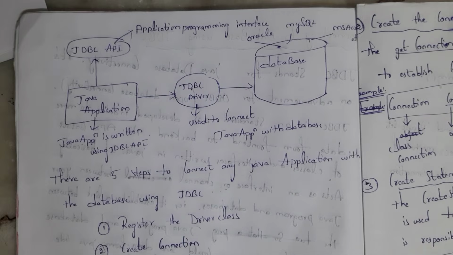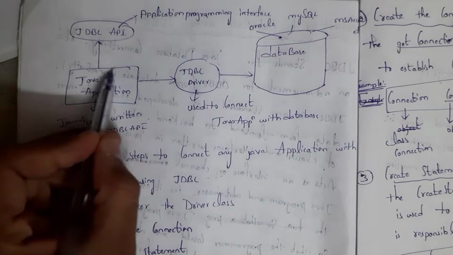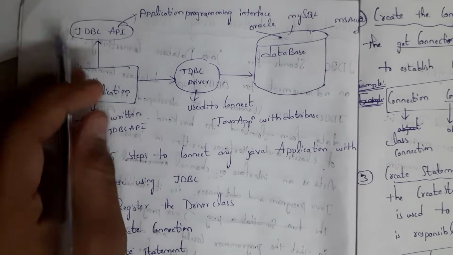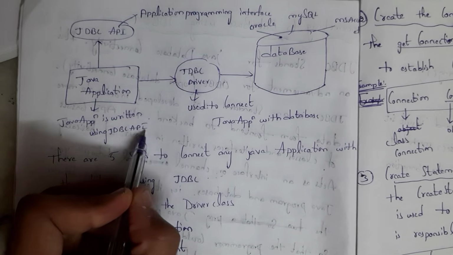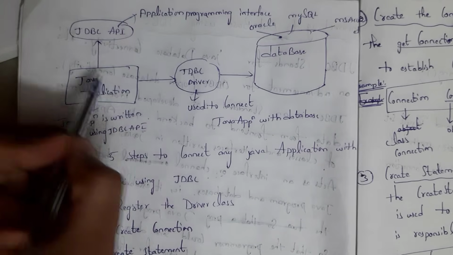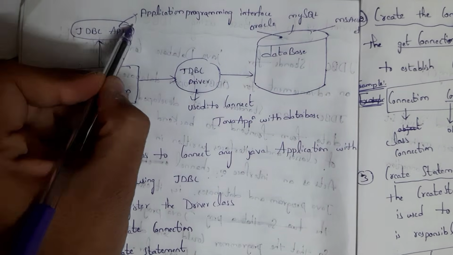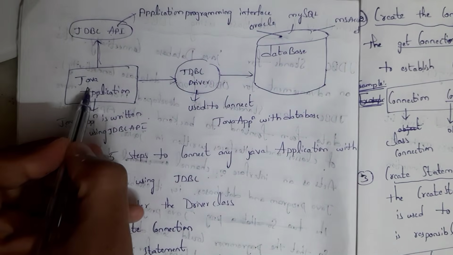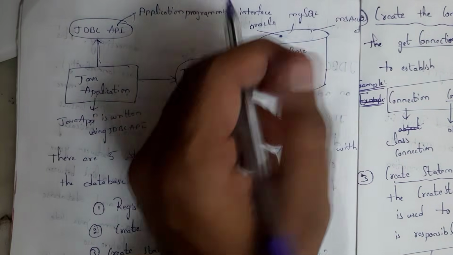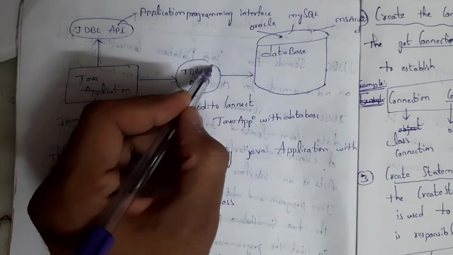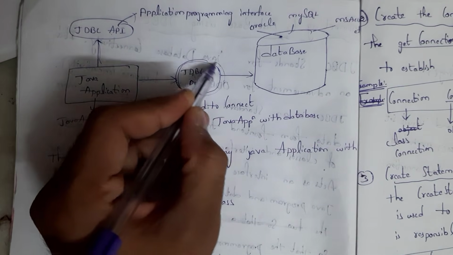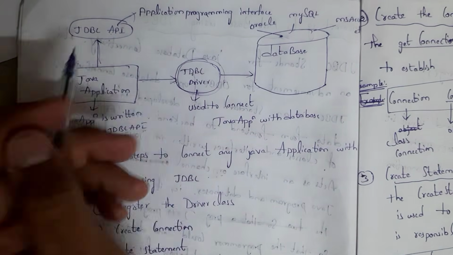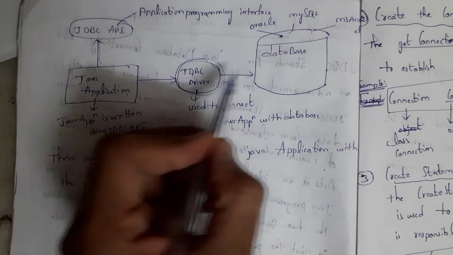This is the structure to connect to a database using JDBC. There is a Java application. I wrote this Java application using the JDBC API. So this Java application contains the JDBC API, where API stands for application programming interface. In order to connect the Java application and the database, we need one driver. The driver name is JDBC driver. This JDBC driver is used to connect the Java application with the database.